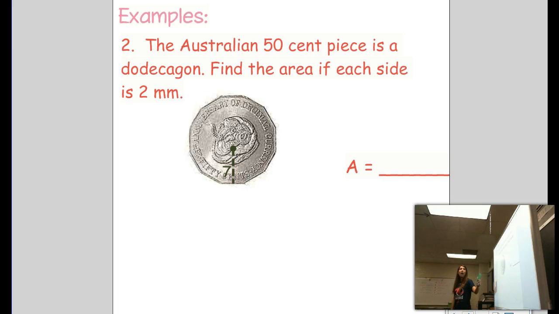That is the Australian 50-cent coin. You learned something new today. It is a dodecagon. What does that mean if it's a dodecagon? 10 or 12? 10 is decagon, Kendall, so dodecagon is 12.